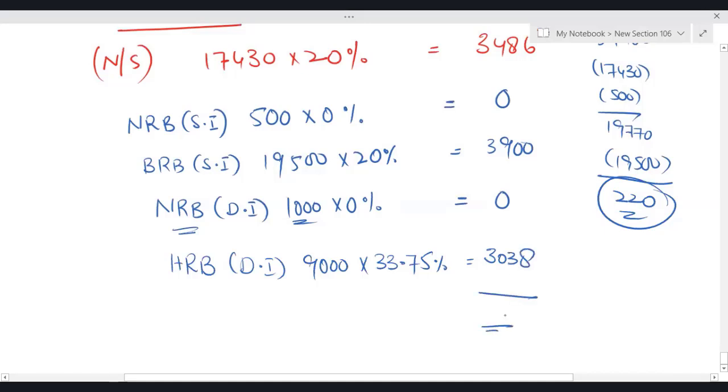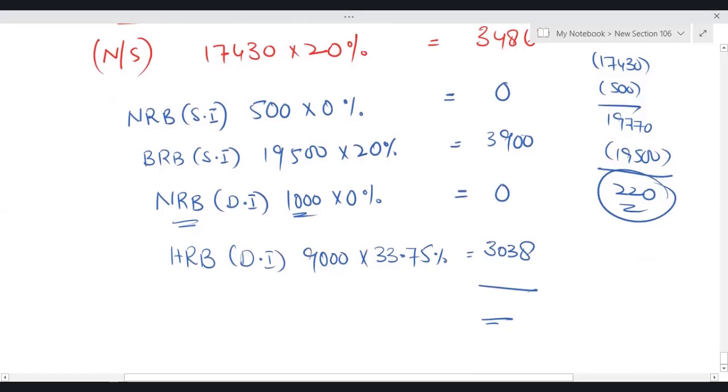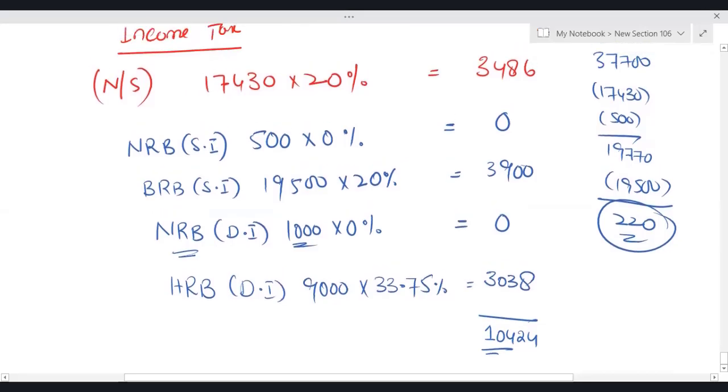Let's see what the final answer is. 3,486 plus 3,900 plus 3,038. Students, I'm getting 10,424. Is this clear to everyone? Yes or no? Please reply. Is this clear to everyone? Yes.